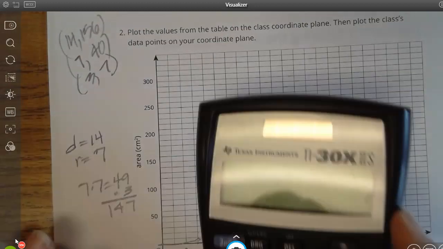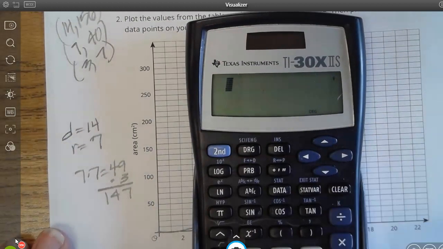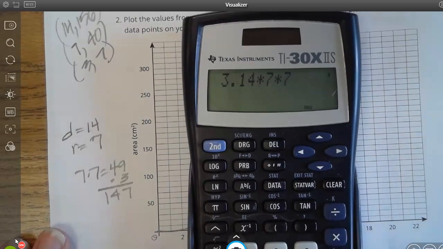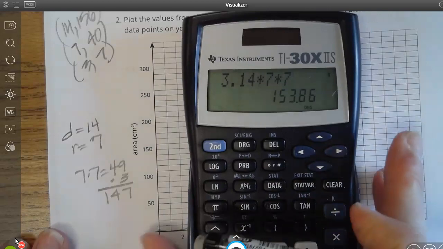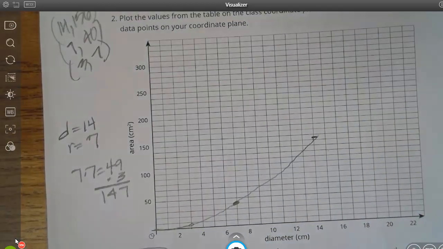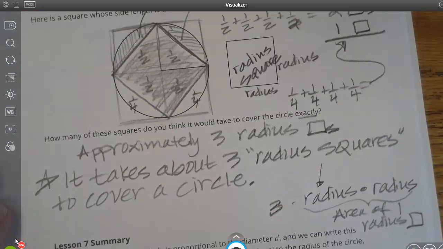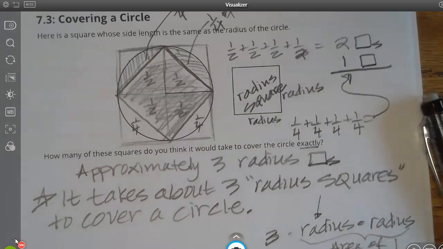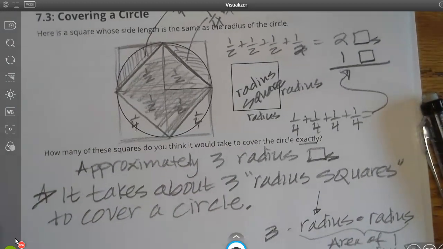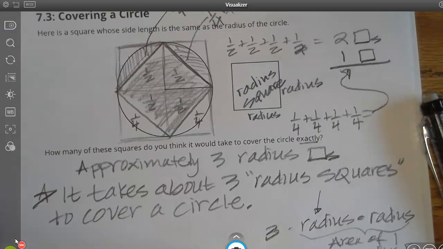Now to do that officially, we're going to use 3.14 times 7 times 7, which is 153.86. So it's pretty close. I was pretty close with that 156. So the main thing to get out of this is that circumference and diameter are proportional. So the circumference of a circle is proportional to the diameter.